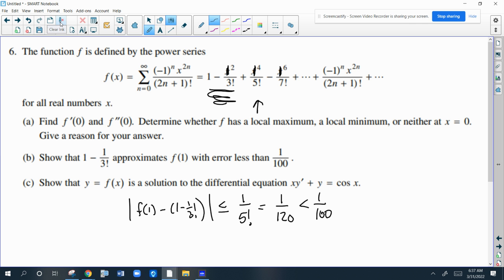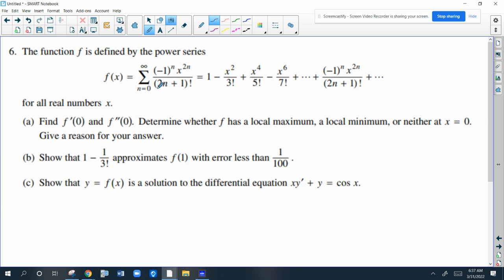It brings us up to part C. Part C says show that this f of x is a solution to this differential equation. So it looks like a complicated question. We're not going to solve any differential equations. That would be impossible. We're just going to plug it in. So it's like if you had show that x equals 5 is the solution to the equation 2x equals 10, you plug 5 into x and you show that it is equal. So we're going to plug in y and y prime into this side and show that somehow it equals cosine.